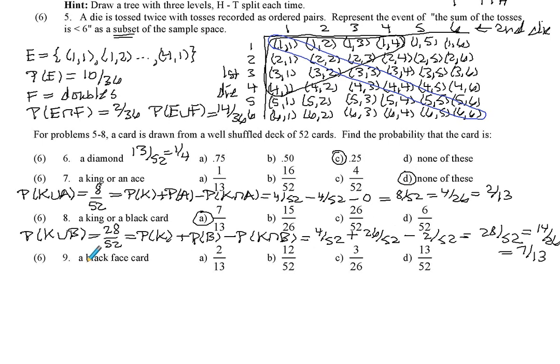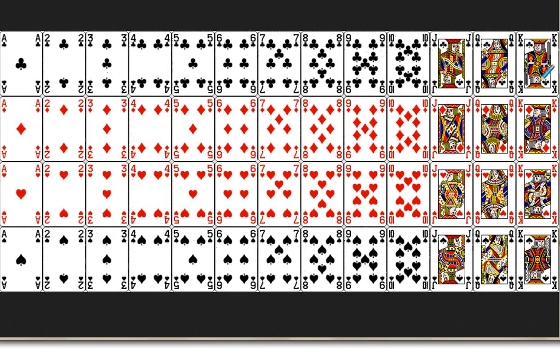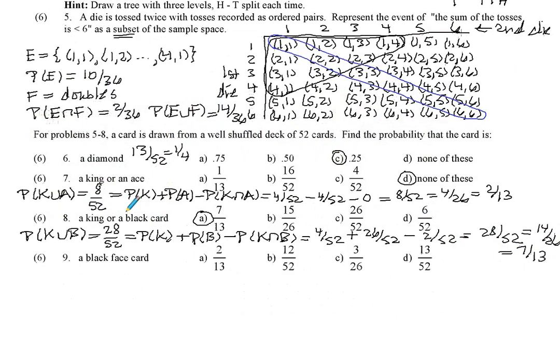And then last up here, probably it's a black face card. So the face cards are Jack, Queen, and King of each suit. So there's 3 face cards times 4 suits, 12 of those. And we've got 3 black up here, 3 black down there. So 6 black face cards.